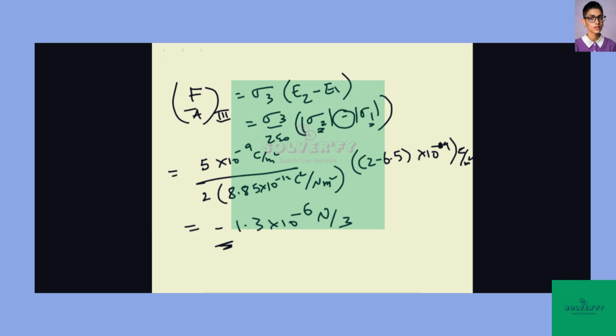Now you see that because this number is negative, it means the force will be downwards. So one more thing to note is because this number is positive, the field on the first sheet will be upwards too. That's it.